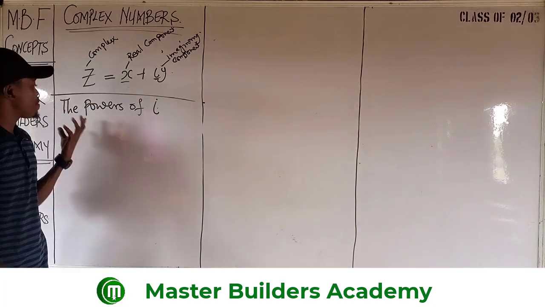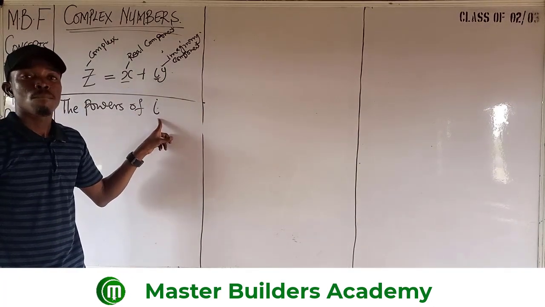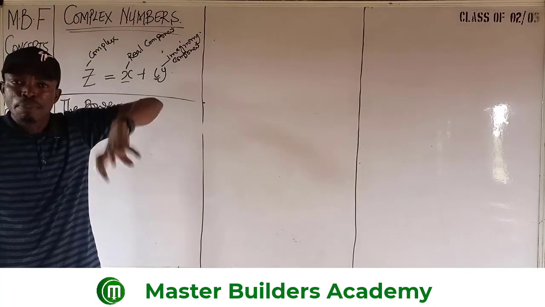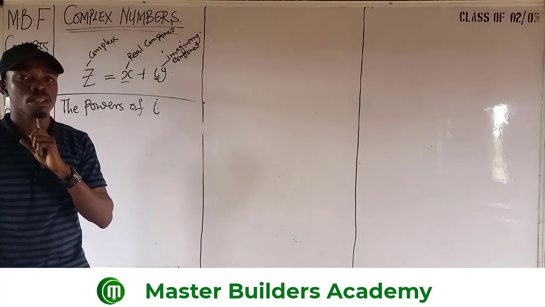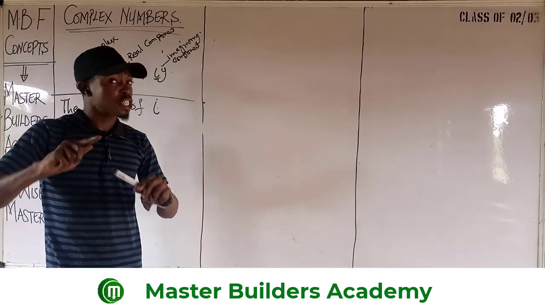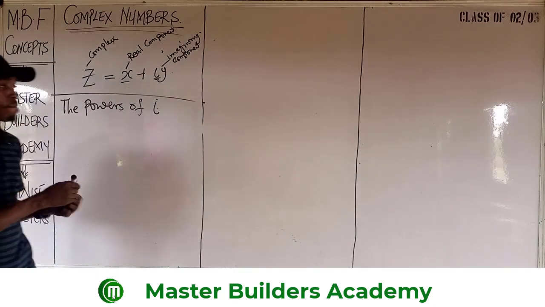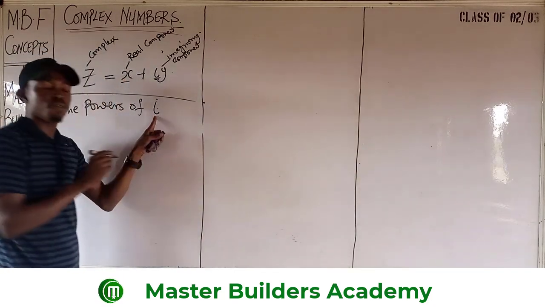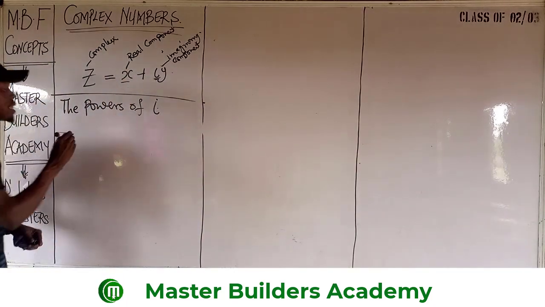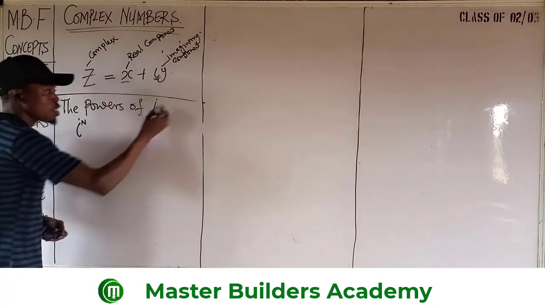Alright, so now we have the powers of iota, which is the power of the imaginary sign. Just like we get some principles from indices, the same thing is going to take place here. When we say the power of the imaginary sign, it means that i raised to the power of n. This is what we are talking about.